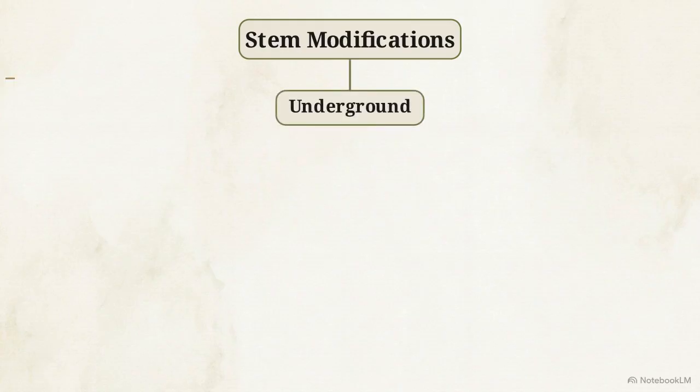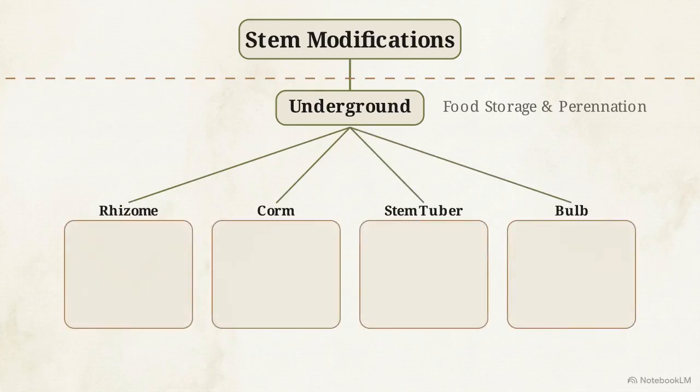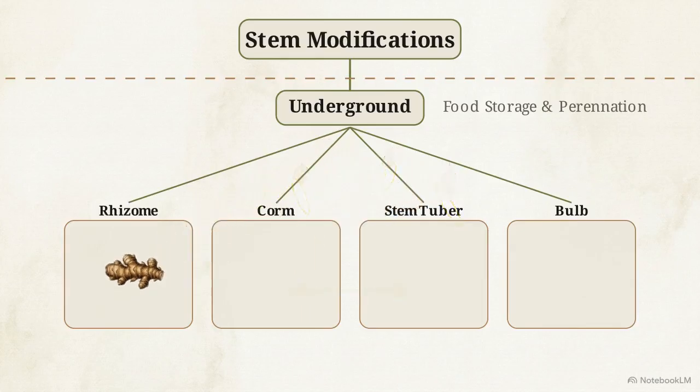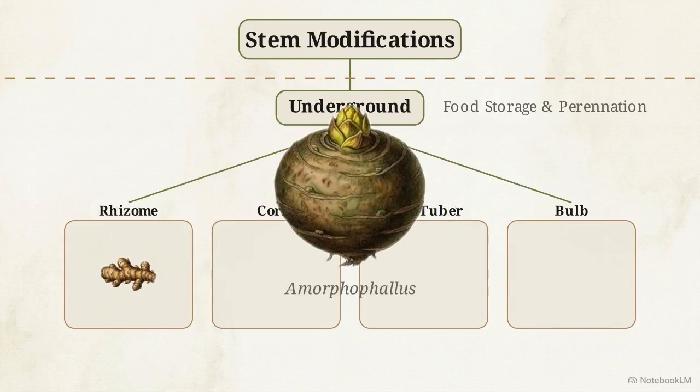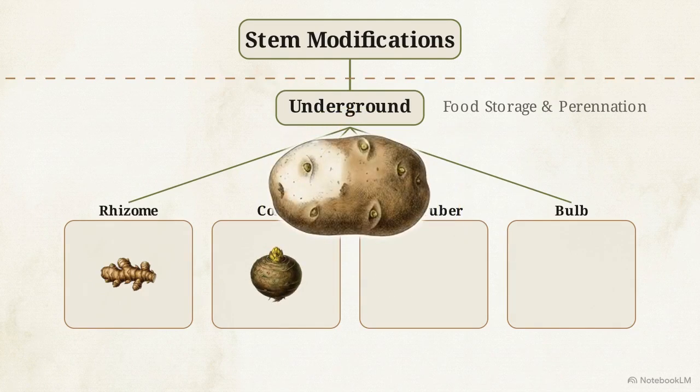These stems reside beneath the soil to store food and ensure perennation, which is surviving through harsh seasons. There are four main categories to know. The first two are the rhizome and the corm. This ginger rhizome grows horizontally beneath the soil, with visible nodes and scaly leaves. In contrast, the amorphophallus corm grows as a massive, vertical, and nearly spherical structure.